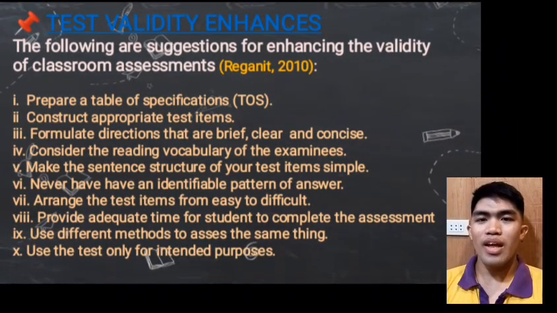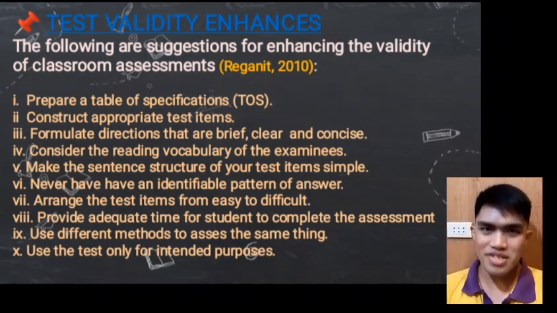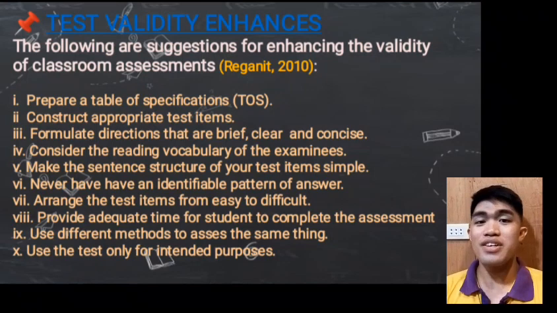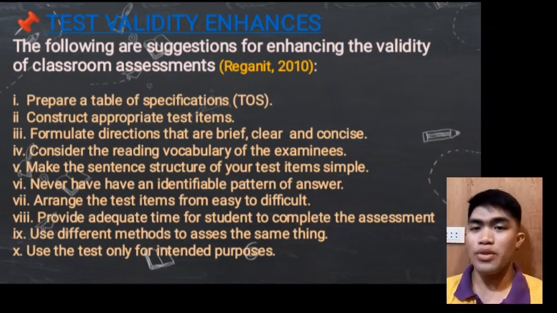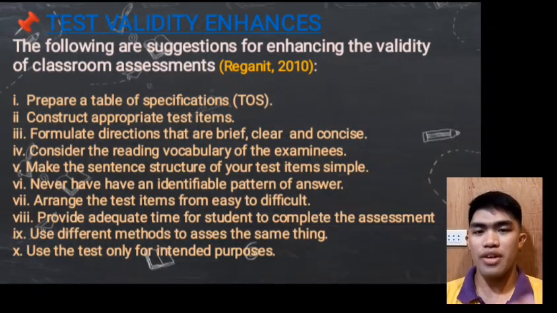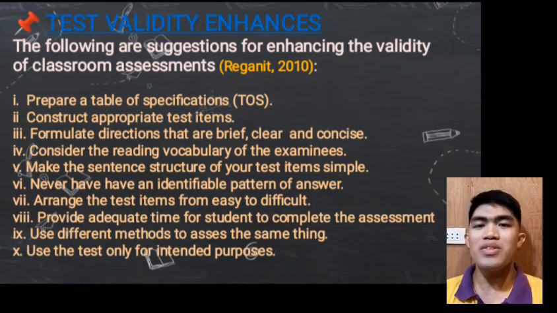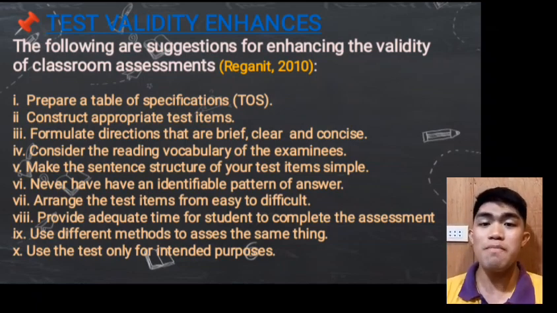And now, we have test validity enhancement. The following are the suggestions for enhancing the validity of classroom assessments according to Reganit 2010. First, prepare a table of specifications or our TOS. Number 2, construct appropriate test items. 3, formulate directions that are brief, clear, and concise. 4, consider the reading vocabulary of the examinees. 5, make the sentence structure of your test items simple.